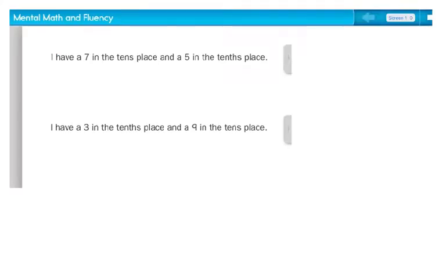Would you please write number 1 and 2? For number 1, it says, I have a 7 in the tens place and a 5 in the tenths place. Would you please write the number on your whiteboard? Number 2, I have a 3 in the tenths place and a 9 in the tens place. If it doesn't have any other number told, you can put a 0. Go ahead and write those two numbers on your whiteboard.